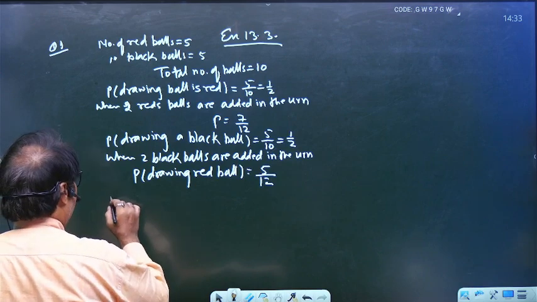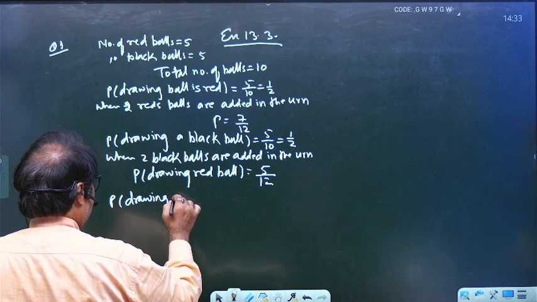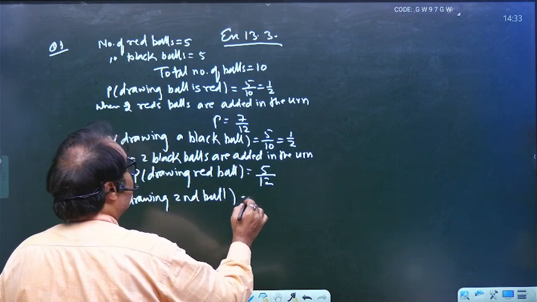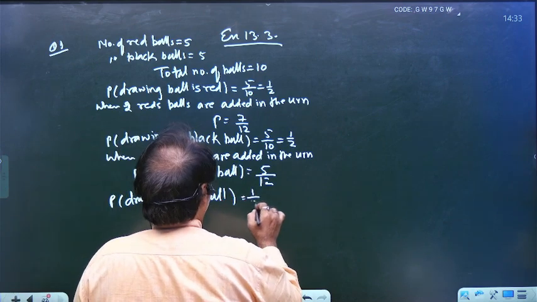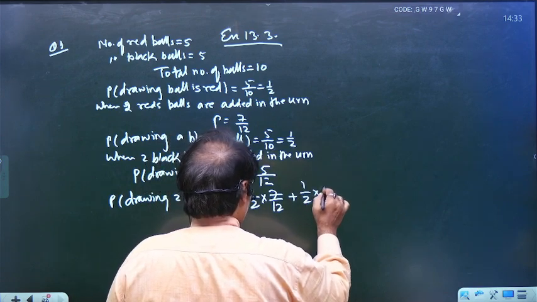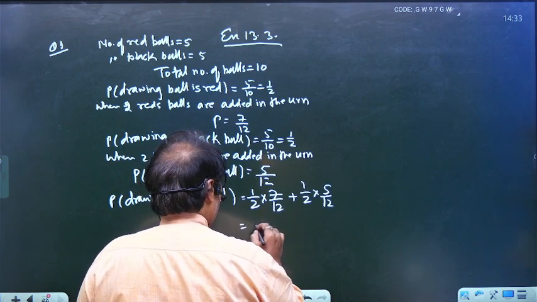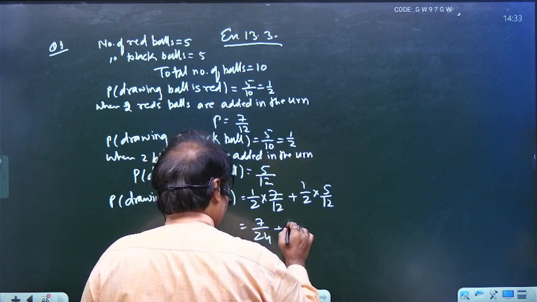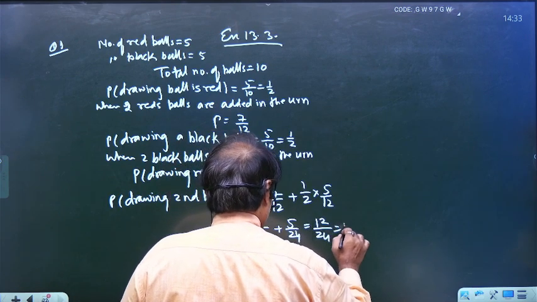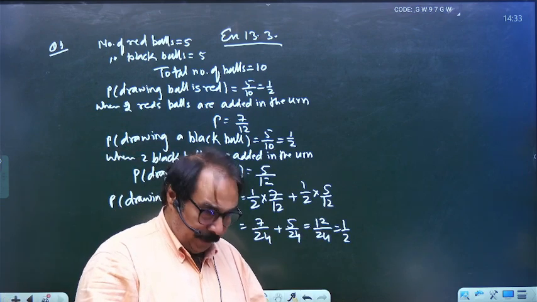So the probability of drawing the second ball, as per the multiplication theorem on probability, is 1/2 into 7/12 plus 1/2 into 5/12, right? So this should be equal to 7/24 plus 5/24. So this will be 12/24 and the final answer is 1/2. Okay, got the point?